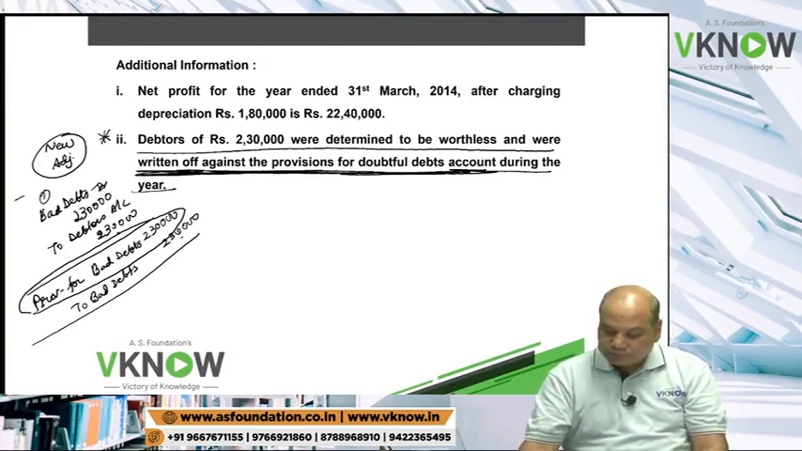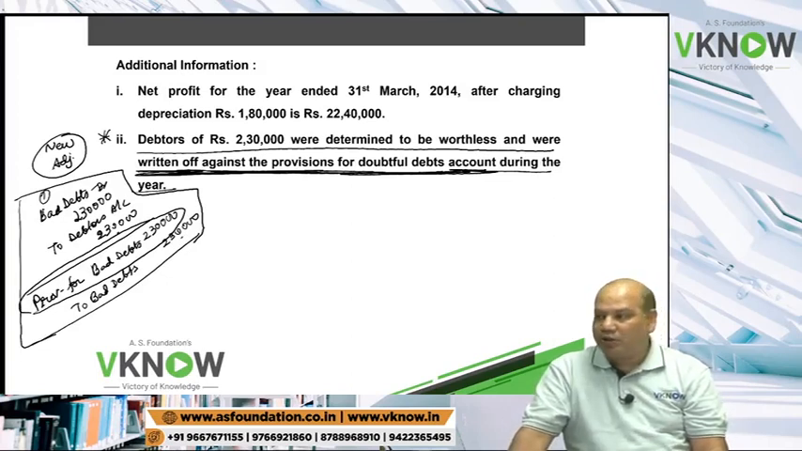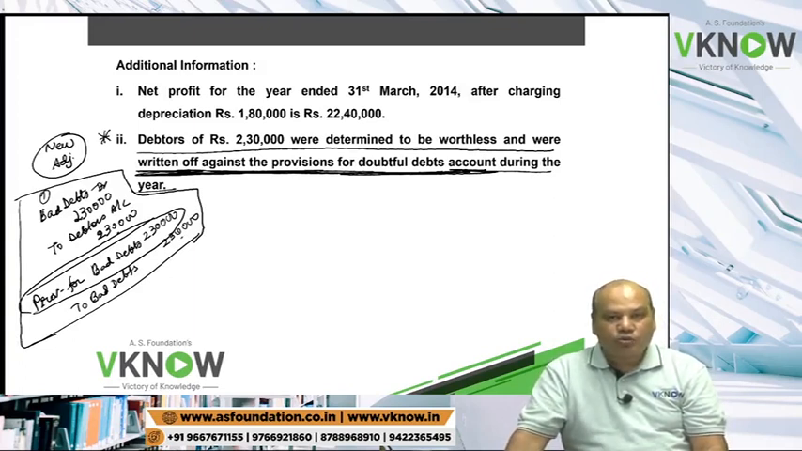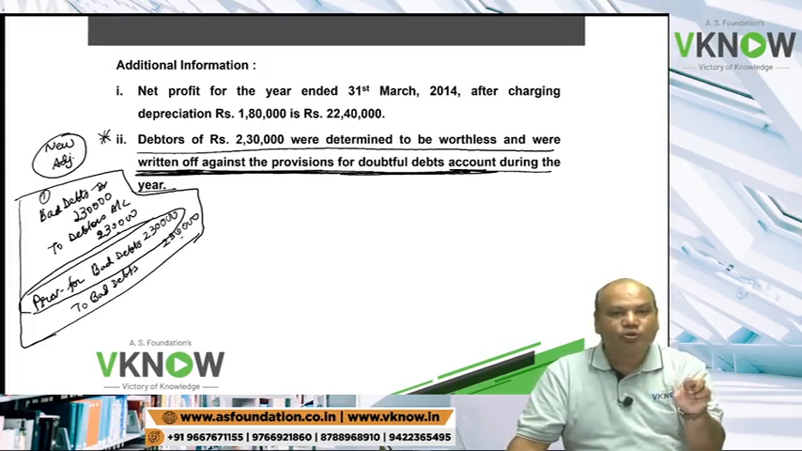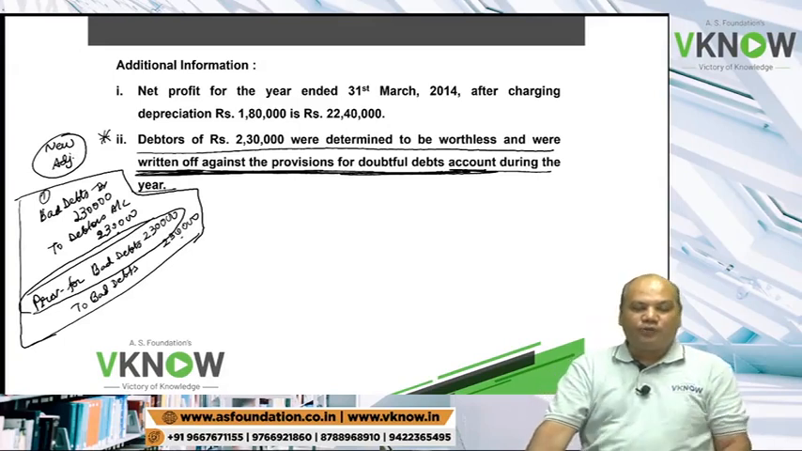I hope in your 11th 12th standard or in your CA foundation or CPT, whatever you have done, they must have taught you the entry related to provision for bad debt. Actual bad debt entry is bad debt to debtor, and then the bad debt is not transferred to P&L account, rather bad debt is adjusted in provision for bad debt.